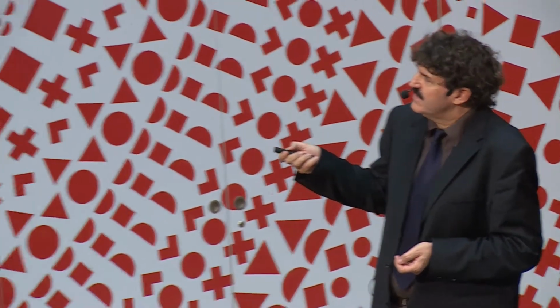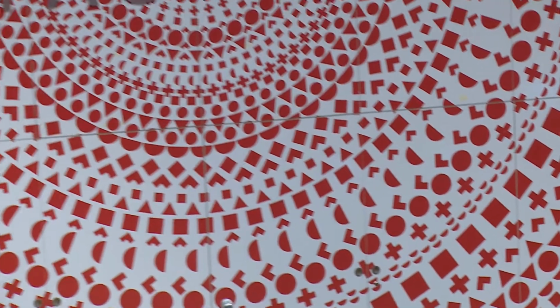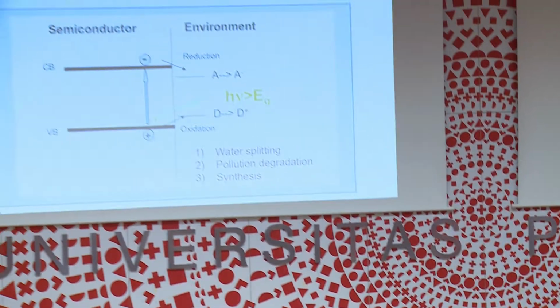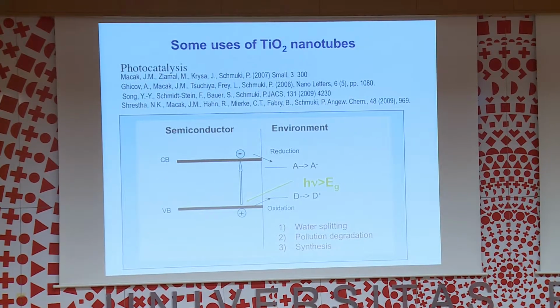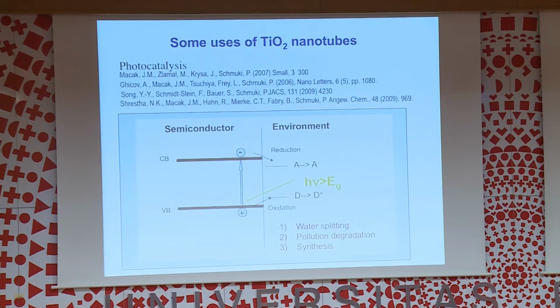So essentially creating electron hole pairs, and you have the electron here reacting with water to produce hydrogen, and at the same time have the hole reacting with water producing oxygen. So this is of course heavily investigated right now, and here the tubes are also heavily investigated.